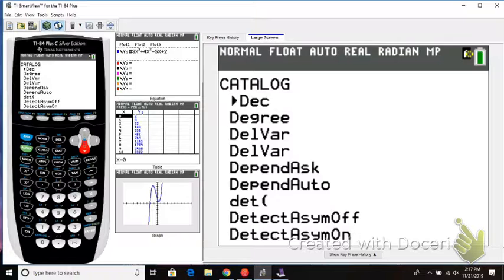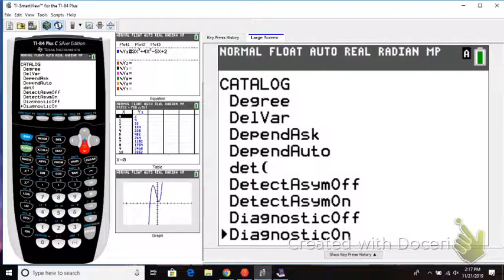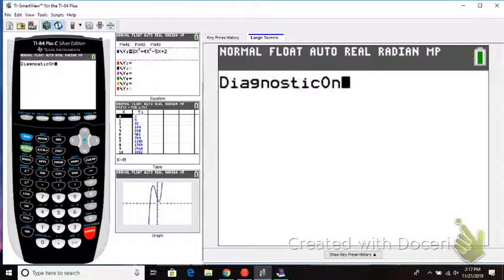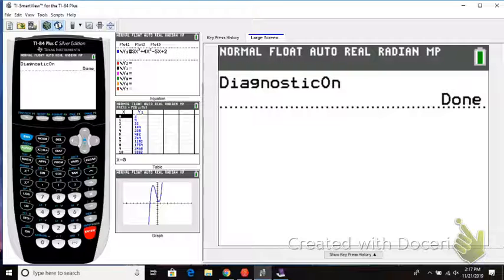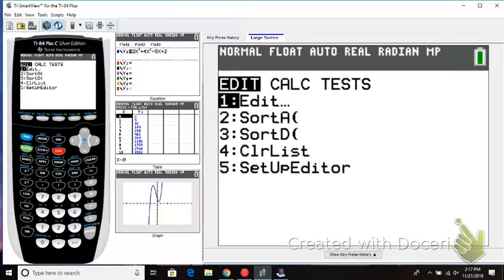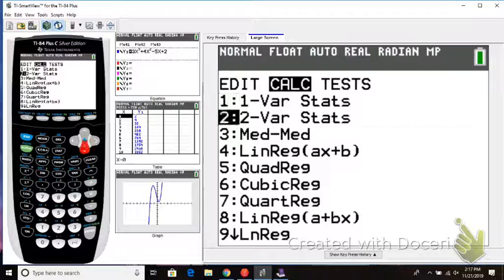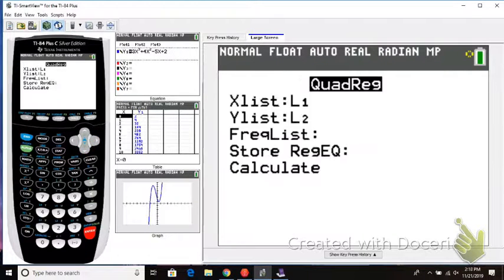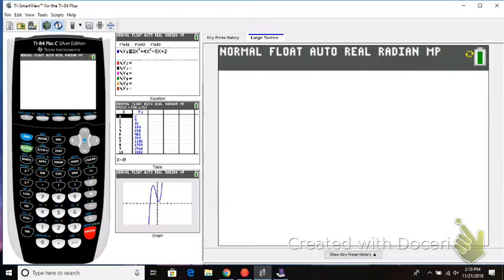Then I go back to stat. And go back to calc. Okay. So I'm going to hit diagnostic on twice. And it says done. Got it. Then you should be able to go back to your equation, or back to your information. And you should see an r squared value.